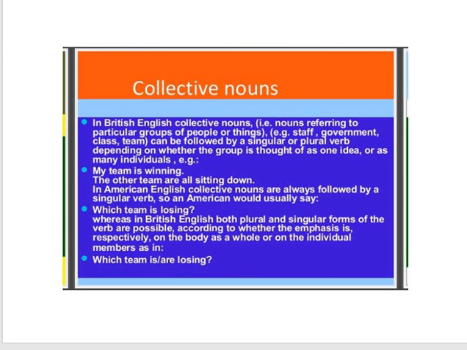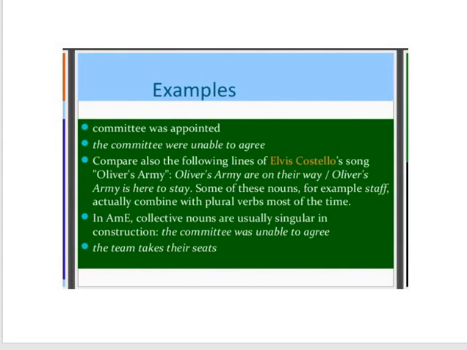In American English, collective nouns are always followed by a singular verb, so an American would easily say which team is losing, whereas in British English, both plural and singular forms of the verb are possible according to whether the emphasis is respectively on the body as a whole or on the individual members, as in which team is or are losing. Examples: The committee was appointed. The committee were unable to agree.